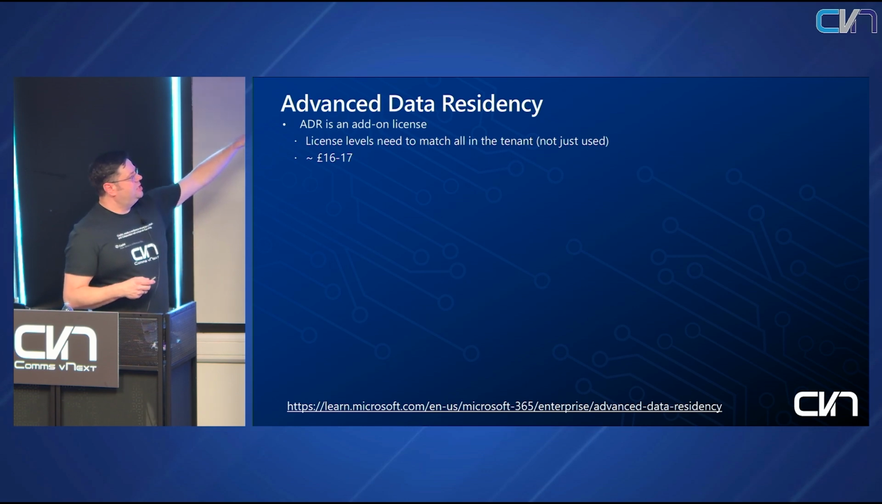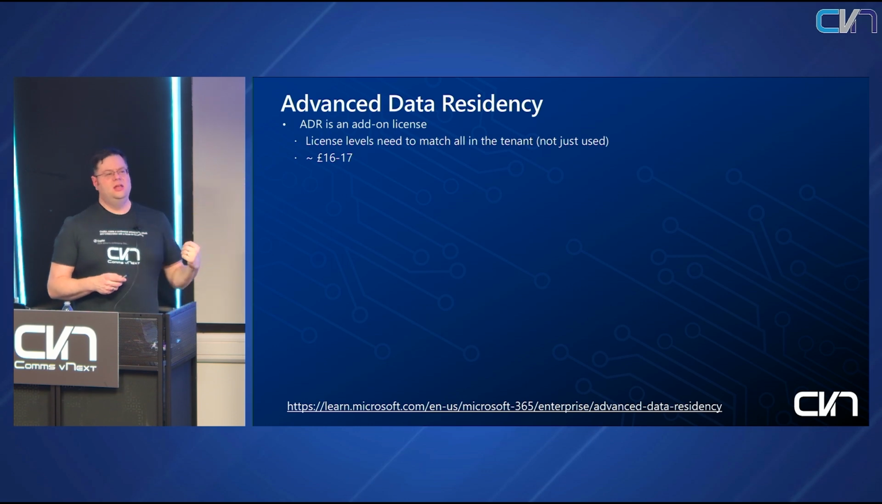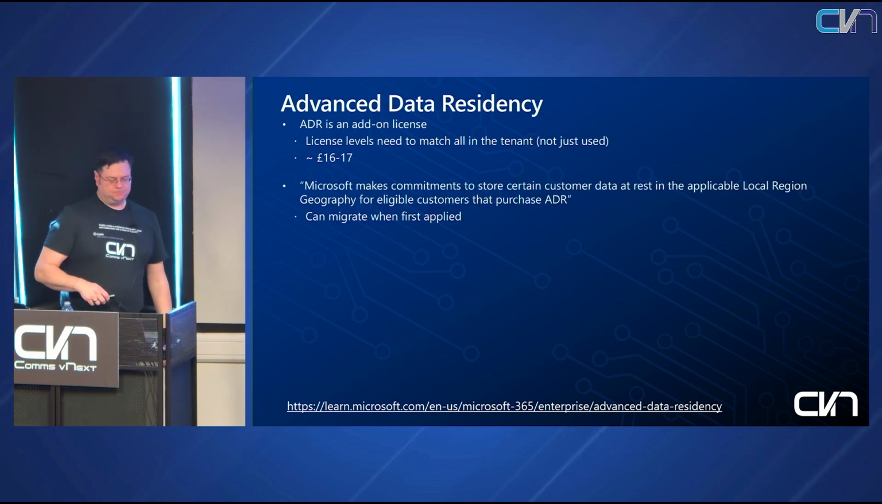But it has to match the number of licenses in your tenant, right? So that means if you have 2,000 E3 licenses and you've only allocated, for some reason, 1,500 of those to use ADR, you have to have 2,000 ADR licenses. You can't have only the 1,500 that you're using. You have to license everybody in the environment.